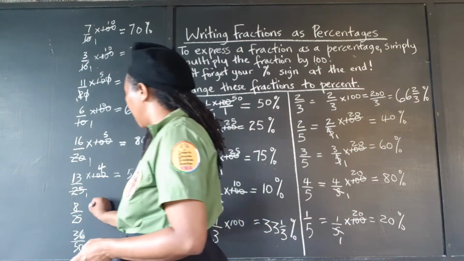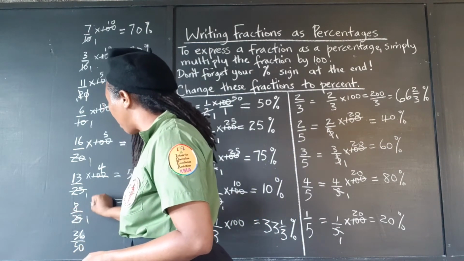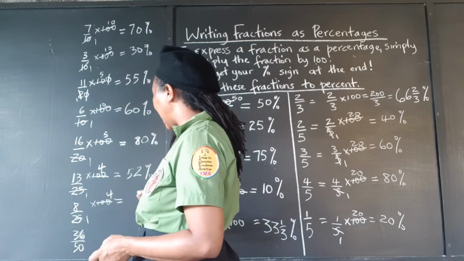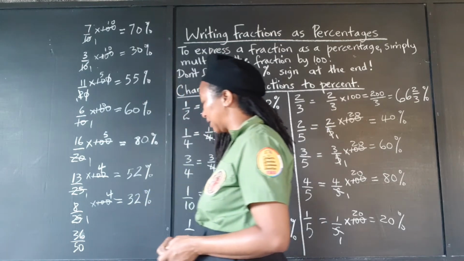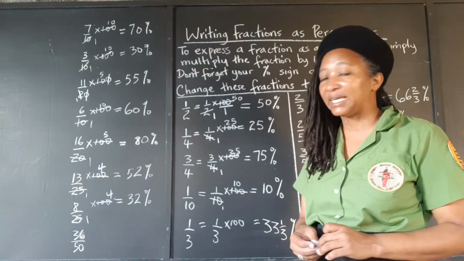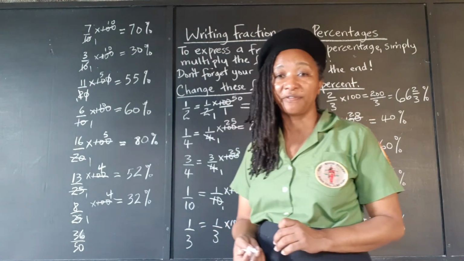8/25, multiplying by 100. Again, 4 groups of 25, and 8 fours are 32. So that's 32%. Finally, 36/50, 36 out of 50.